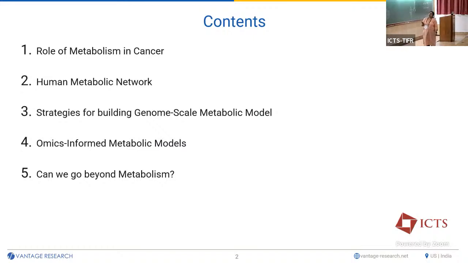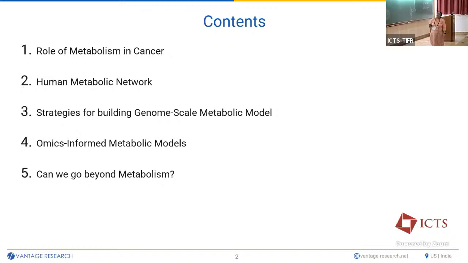But more so, I'll talk about what is the role of metabolism in cancer, and how the view has changed with respect to metabolism. Moving on to one of the most used metabolic networks for cancer studies and various other disease studies, the human metabolic network. Am I audible? Yeah, okay.